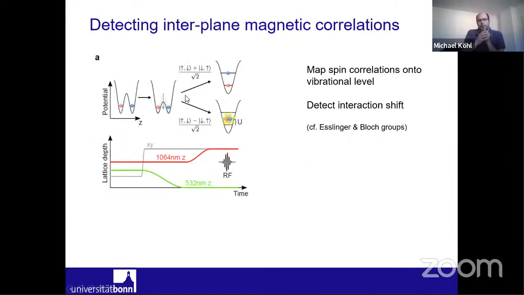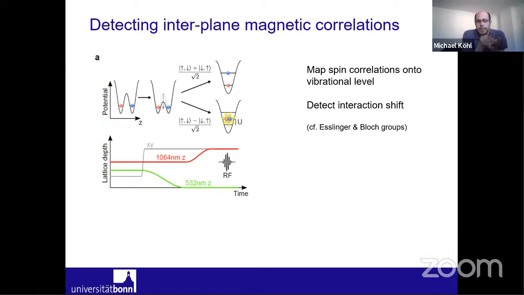Now, in the other direction, of course, we would hope to see the opposite. So we would hope to see that these correlations actually build up. And in order to detect this, we use a technique that was pioneered by Tilman Esslinger and Immanuel Bloch several years ago. That is basically the idea that if you have the particles in the double well, and you ramp down the barrier of the double well in an appropriate adiabatic fashion, then a singlet state would map onto two particles being in the same vibrational level of the lattice, whereas the triplet state would map onto two particles in two different vibrational levels of the lattice.